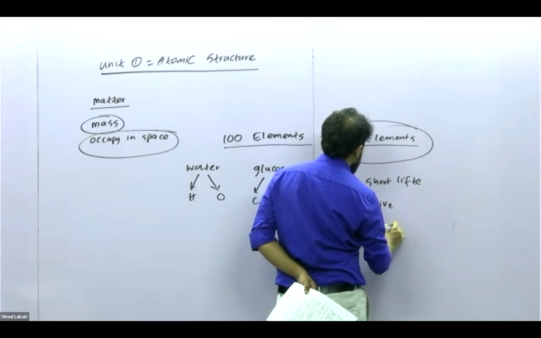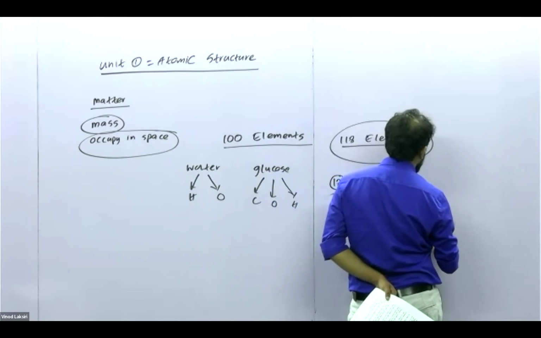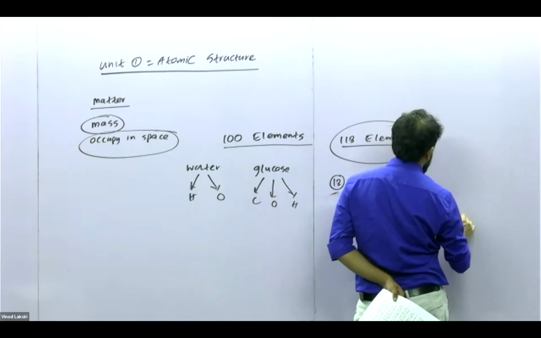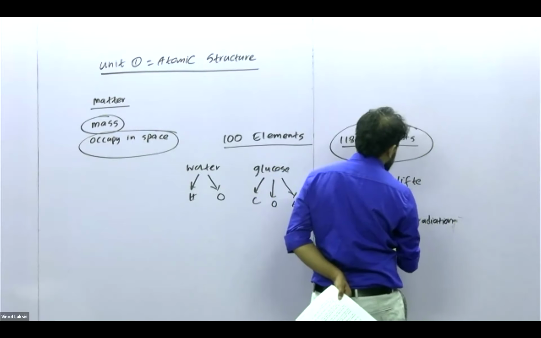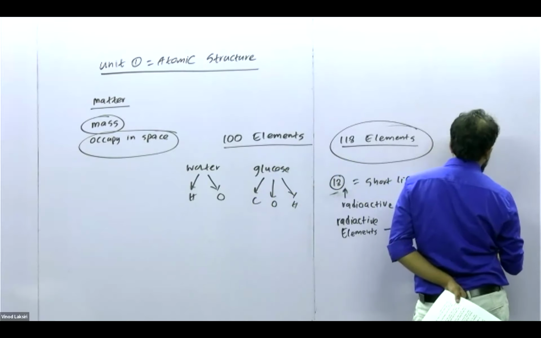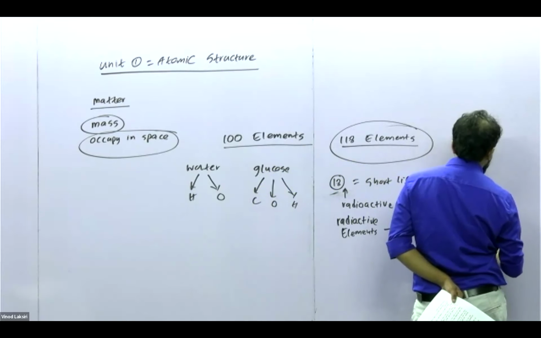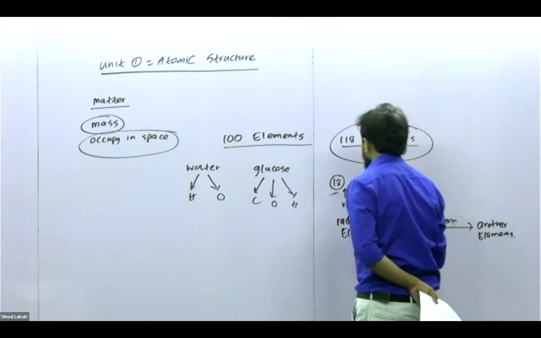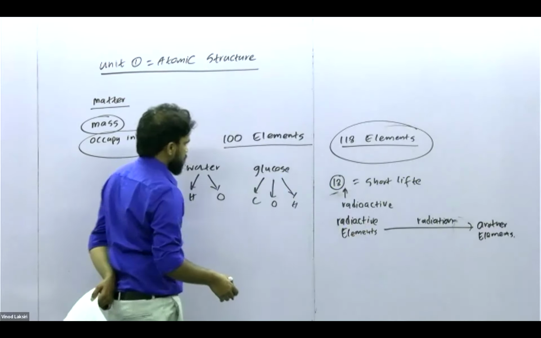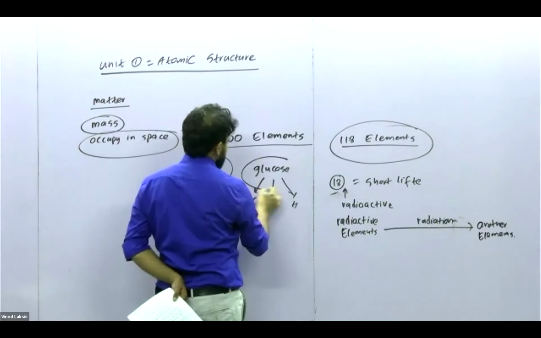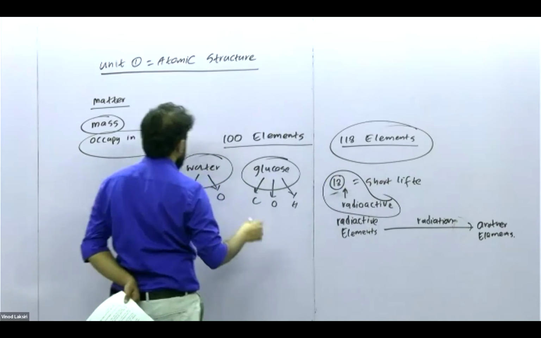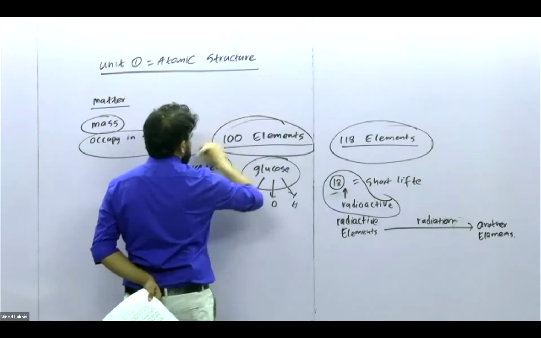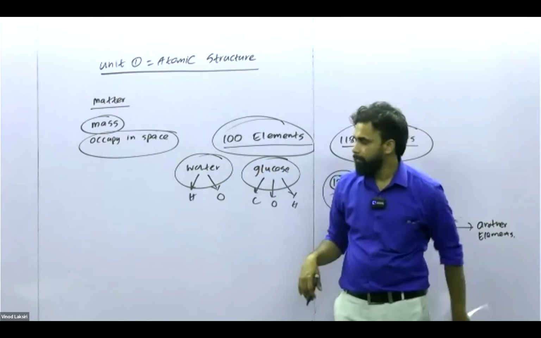So what are the radioactive elements? They emit radiation, then convert to another element, right? Therefore, these radioactive elements are not present in general matter. When we consider common matter, these radioactive elements are not present. That is why about 100 elements participate to produce day-to-day life matter, right?